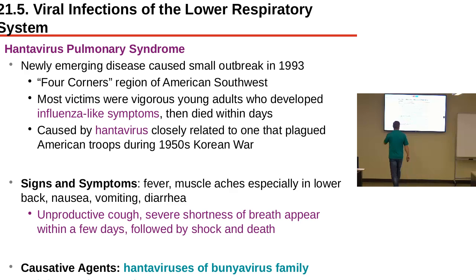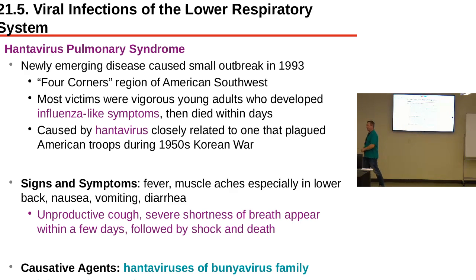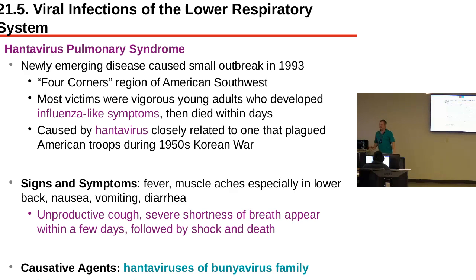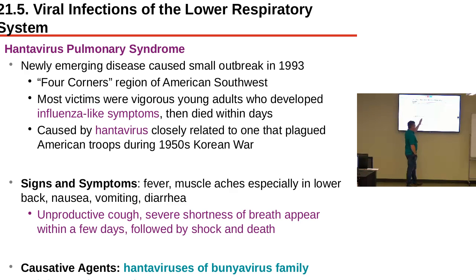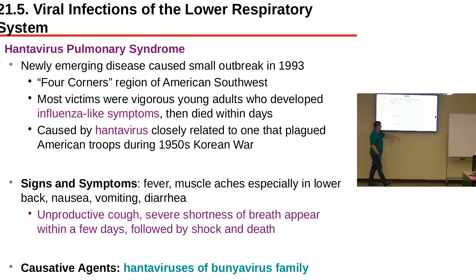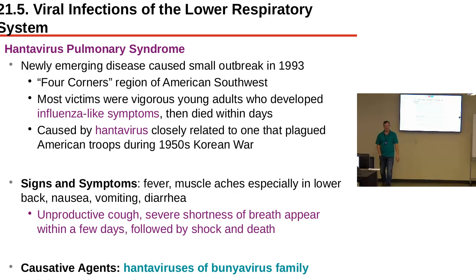So it's caused by the hantavirus. It's closely related to one that we saw during the Korean War. But the signs and symptoms, again, as it already says, it looks like flu at first, but you're going to have muscle aches, a lot of pain in the back. You might start getting vomiting and diarrhea. Unproductive cough, shortness of breath, followed by shock, and then death. So it tells us that it's probably getting into the bloodstream and causing some sort of shock-like issues.